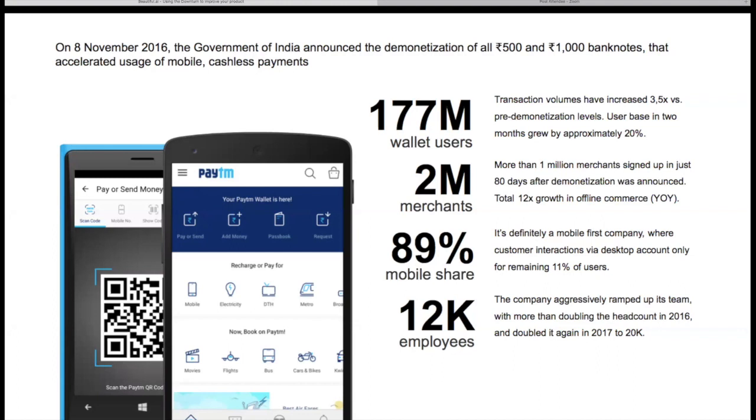On the slide, we can see that 80 days after the demonetization was announced, more than 1 million merchants signed up for the service. Imagine that your app is getting this amount of new users in just 80 days. It's a huge amount. Customers also realized that they could pay their favorite shops not using the banknotes they had taken from the market, but with the app, Paytm.